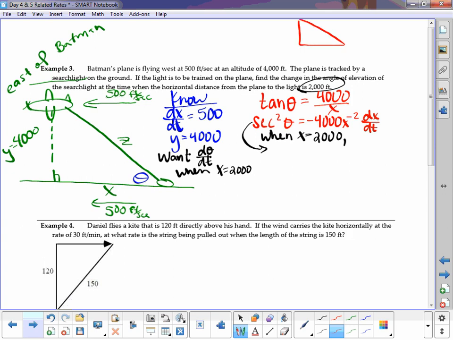Alright, so again, let's think of our situation. We have theta. At this moment in time, x is 2,000. Y is 4,000. Okay. Secant corresponds with which function? Cosine. Don't we need the hypotenuse? Yes. Go ahead and figure out what our hypotenuse is going to be in this particular situation.